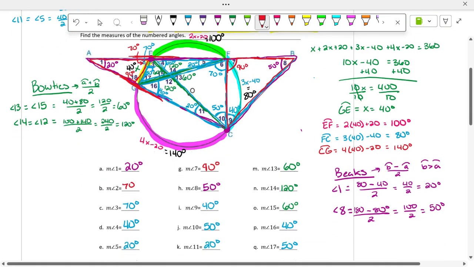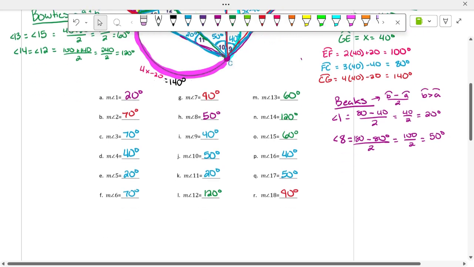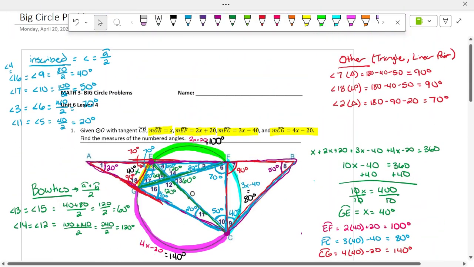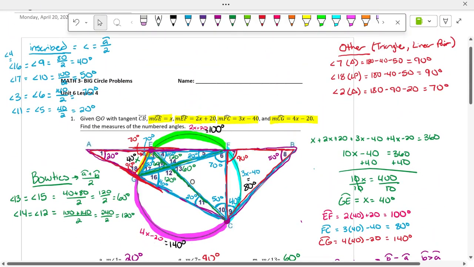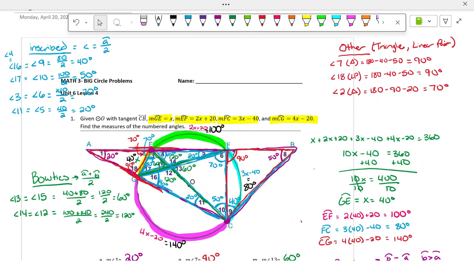And thus, we have found every angle in our big circle. Now, is it a lot of work? Yes. But if you just take it one step at a time, I just break it up into its categories. And it really doesn't matter the order. I usually take care of all the special types first. So the bow ties, the beaks, and the inscribed. And then whatever's left over, that's when I start using other properties. So triangle sum theorem and linear pairs typically. All right. Any questions on that one?